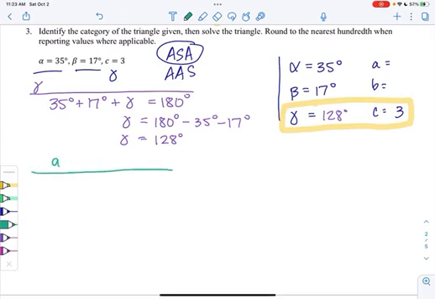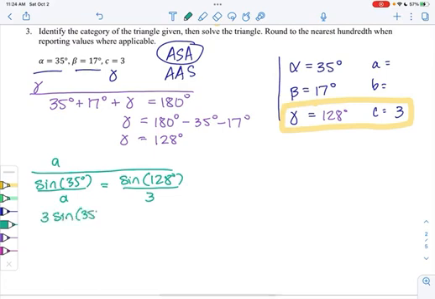So I'm starting solving with A, then I know that I'm going to need A and its angle, alpha, and then I need to use the pair C and its angle, gamma. So for here, I'm going to have sine of 35 degrees over A is equal to sine of gamma, 128, all over 3, which is the length of its side. So now I just need to solve for A. So I can have 3 times sine of 35 degrees equals A times sine of 128 degrees. And then dividing both sides by sine of 128 degrees.